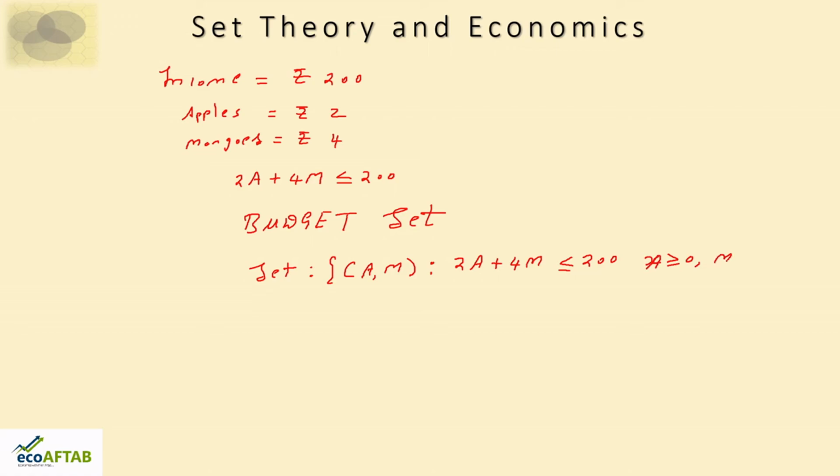Similarly, even mangoes you can buy, no quantity or something more than. So this is the set builder form of the budget set. This is how we make use of set theory in economics. This is just a small example to tell you about the budget set.